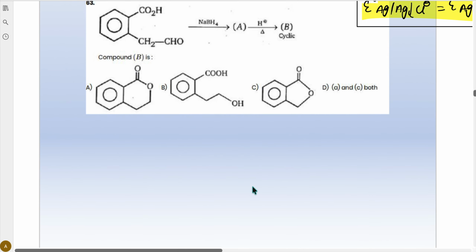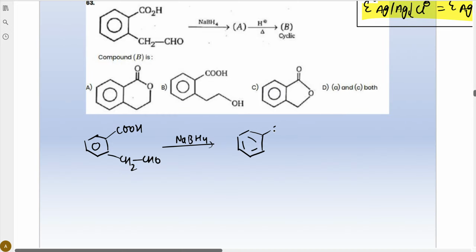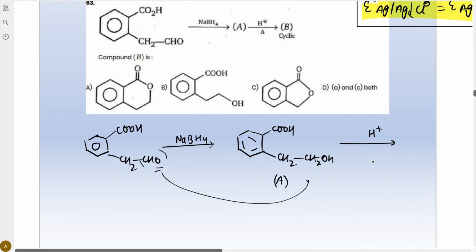Next, C63 question. Let's say here we have a carboxylic acid and down you have CH2CHO. Now NaBH4 will convert the aldehyde into alcohol. So here you will get the carboxylic acid and here you will get CH2OH. So this aldehyde will be converted to alcohol. Now this is known as A, and after you provide H positive and heating, some cyclic product will be there.